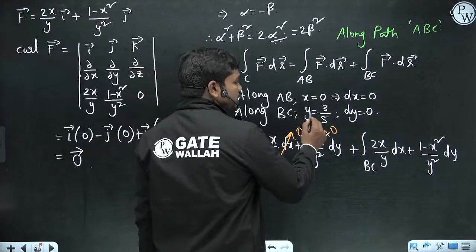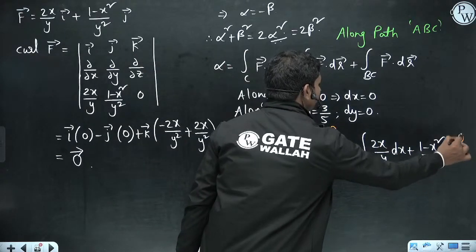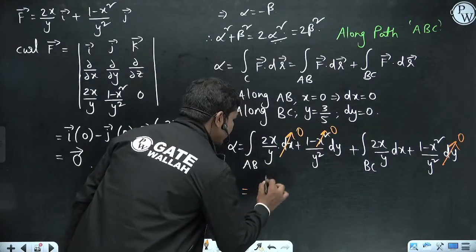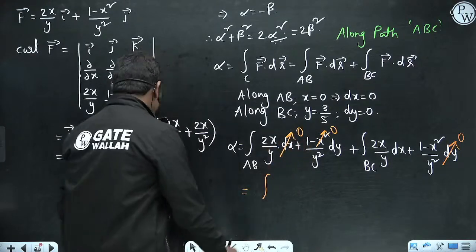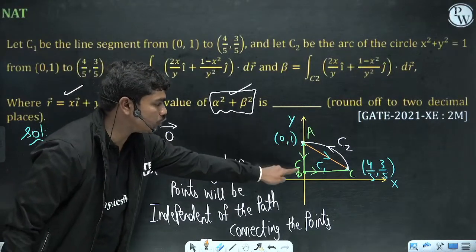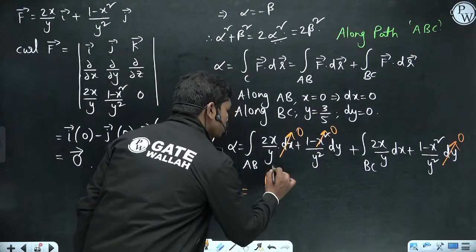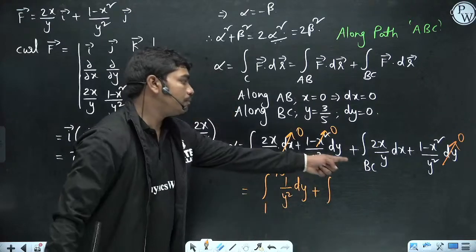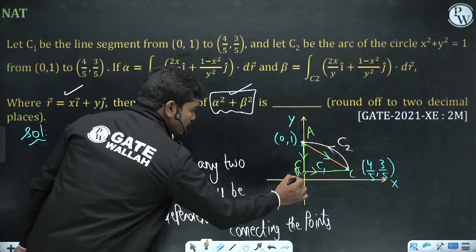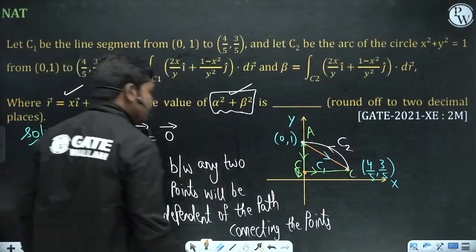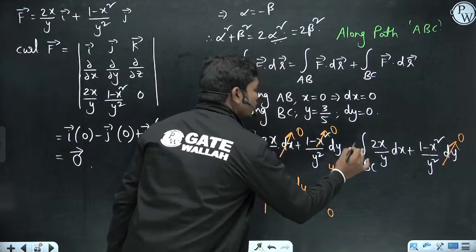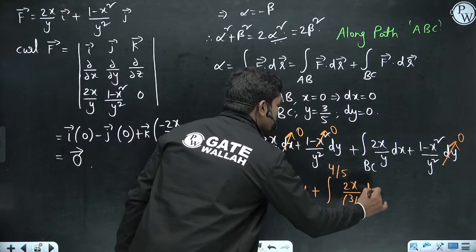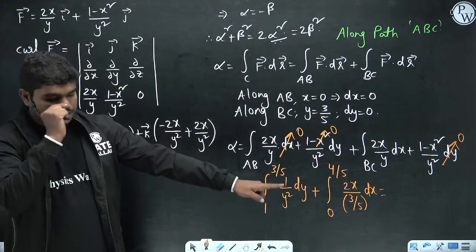Next, along path BC, y is constant, so dy is 0, so this term goes to 0, and x is changing from 0 to 4 by 5. So this integration has only the function 1 by y square dy along path AB, where y is changing from 1 to 3 by 5, plus the integral along path BC, where x is changing from 0 to 4 by 5, of 2x by y, which is constant along that path, 3 by 5 dx. So you can calculate this integration directly, and then you will get the answer.